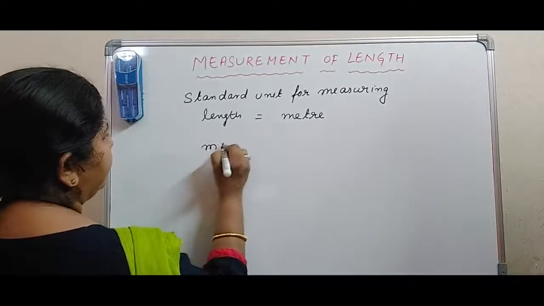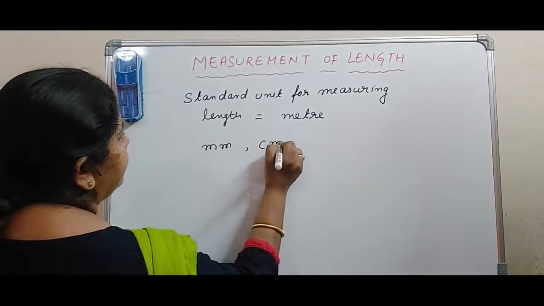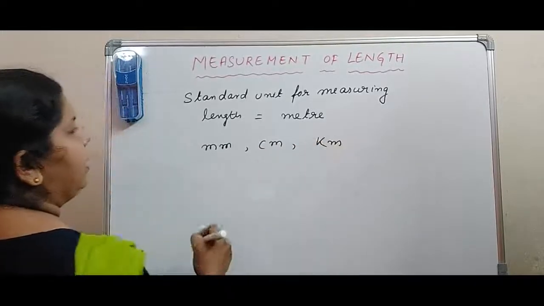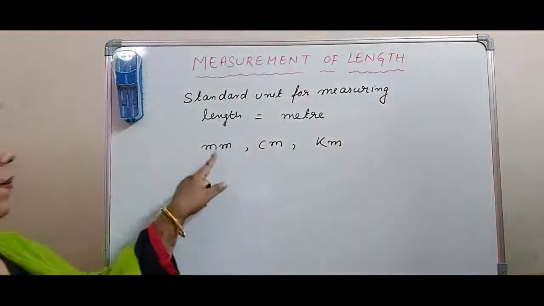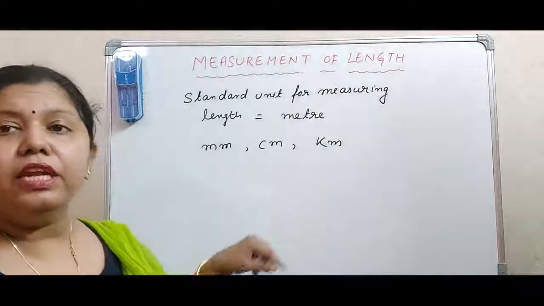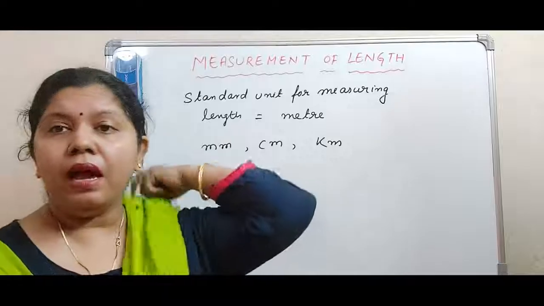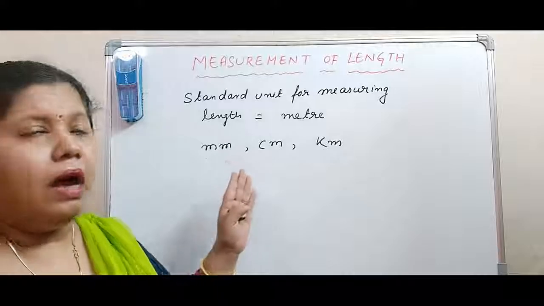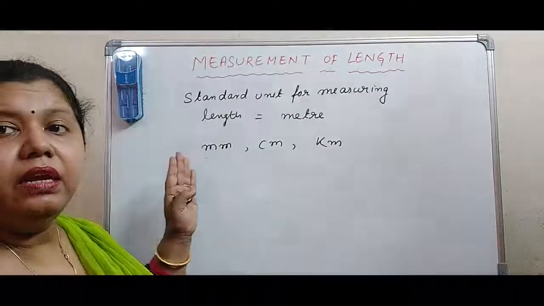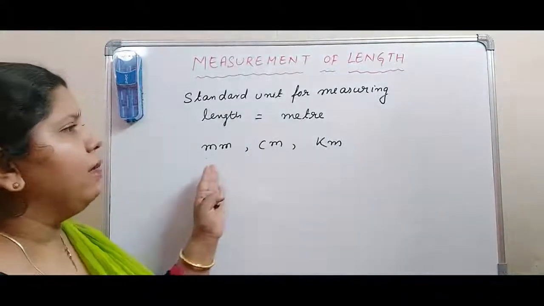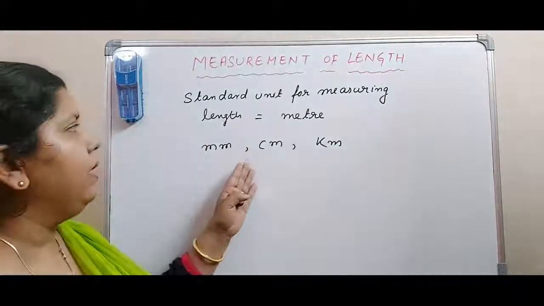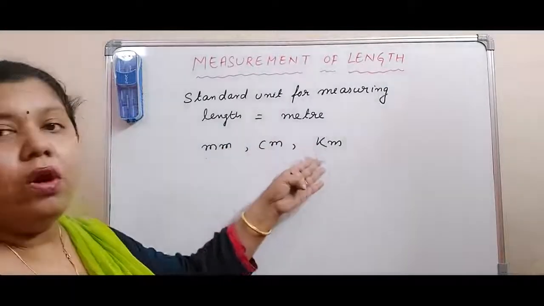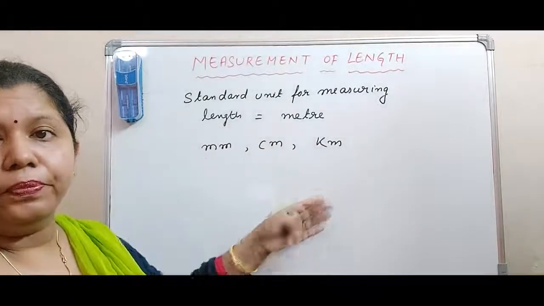First I'll write millimeter, then comes centimeter, and we have kilometer. Now all of these units, millimeter, centimeter and kilometer, these all are multiples of meter only. We can convert these units among themselves, means we know how many meters make 1 millimeter or 1 centimeter or 1 kilometer.